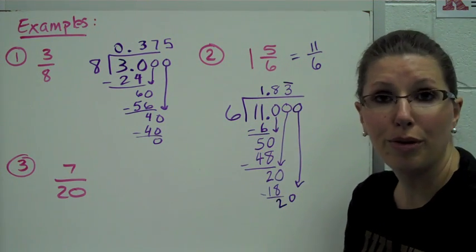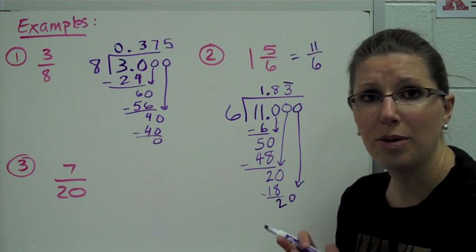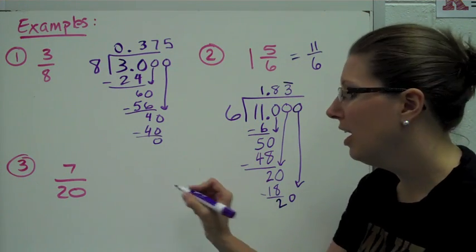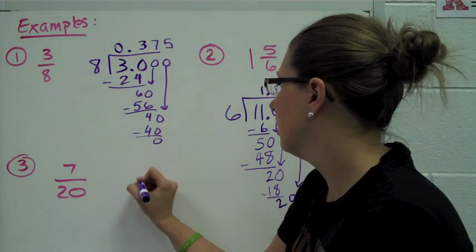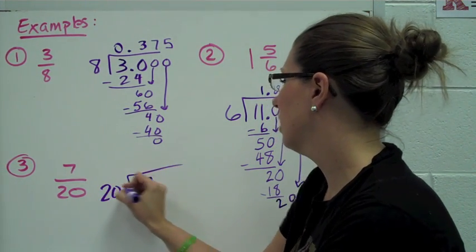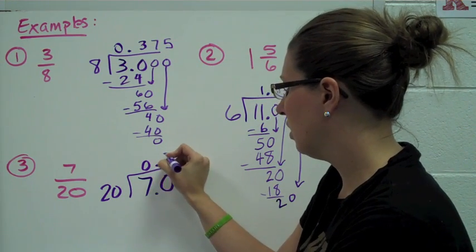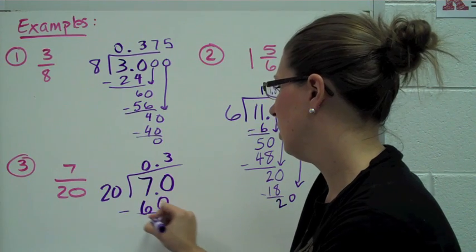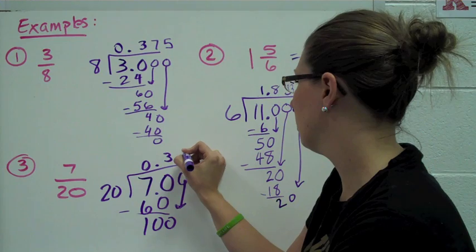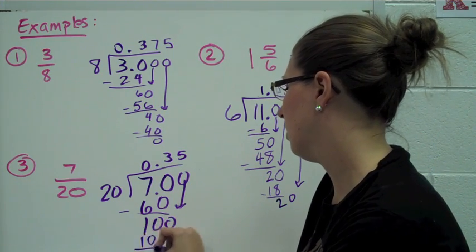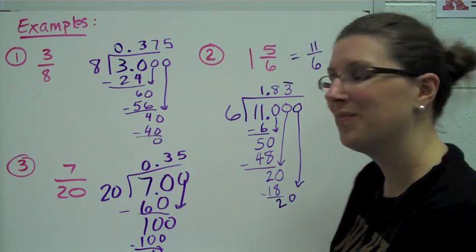Why don't you try number 3, 7/20, and pause the video. You try it on your paper, and then hopefully when you are done, you can push play and you'll have the same answer as I do. Did you get 3/500ths? Hope so.